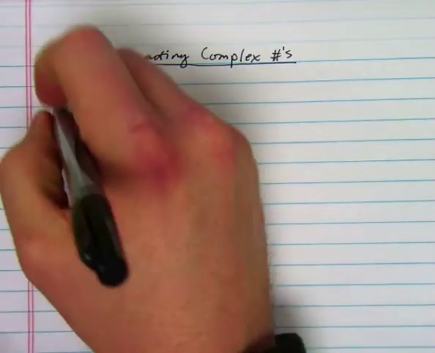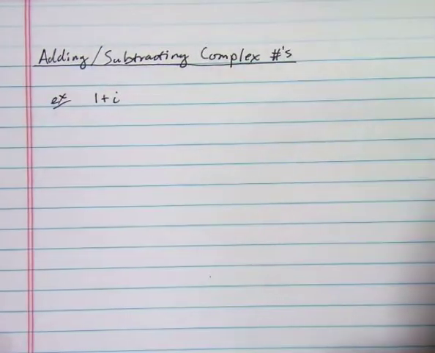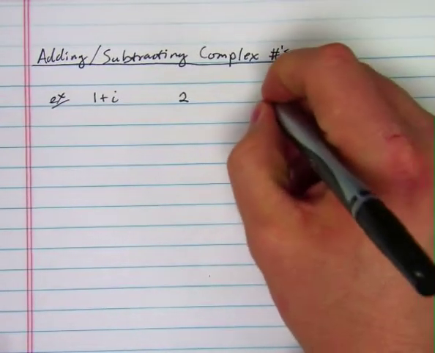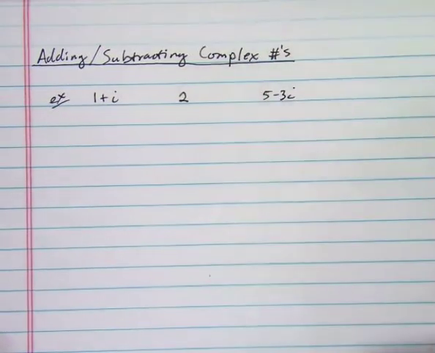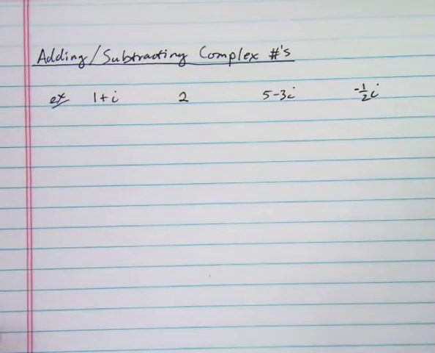Alright, we already found out how to get complex answers for quadratics. And we're going to talk about what we can actually do with complex numbers. So complex numbers look like this. These are a bunch of examples. You could have like 1 plus i, you could have 2, you could have 5 minus 3i, you could have negative 1 half i. Those are all complex numbers.